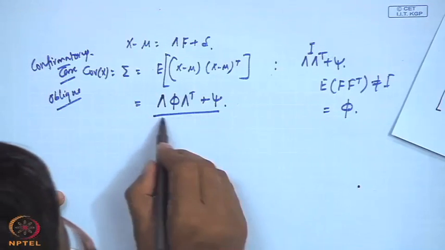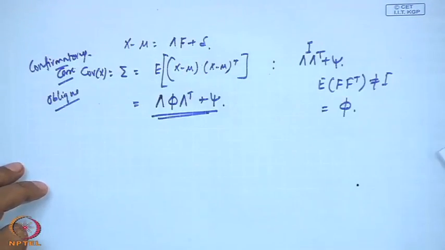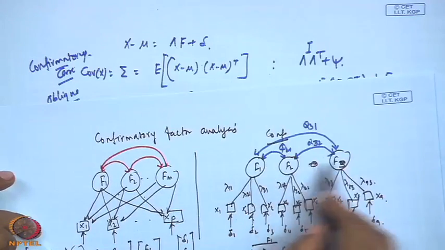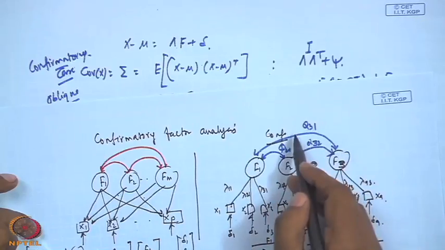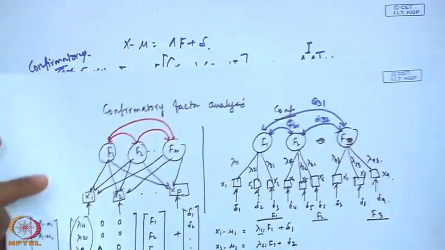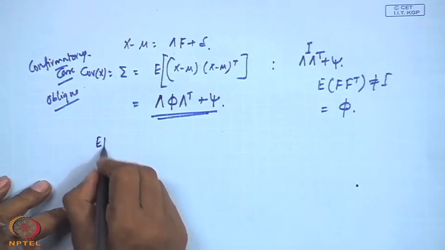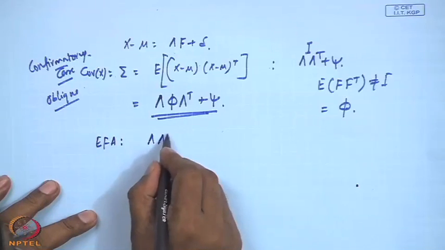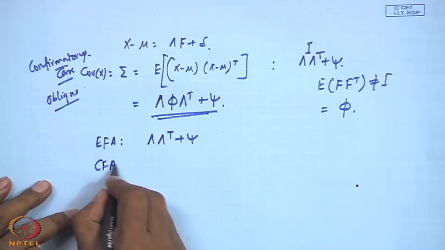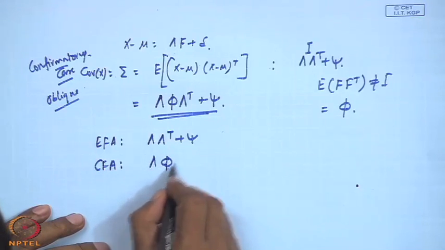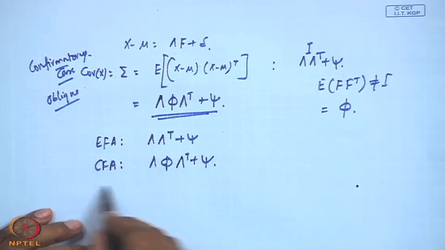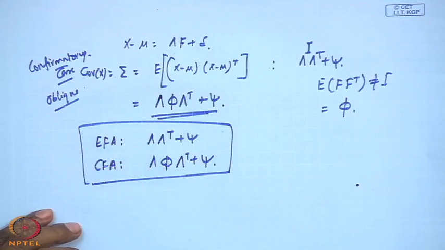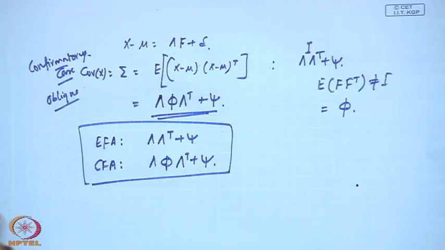So, keep in mind that there is a definite purpose here why we are going for oblique, because we want to measure these factors as well as their interrelationship. This interrelationship is very important for all of us. Otherwise, there is no difference. Suppose for exploratory factor analysis orthogonal, it is lambda lambda transpose plus psi, and for confirmatory factor analysis, where we are talking oblique, it is lambda phi lambda transpose plus psi. Phi is the correlation matrix for the factors.